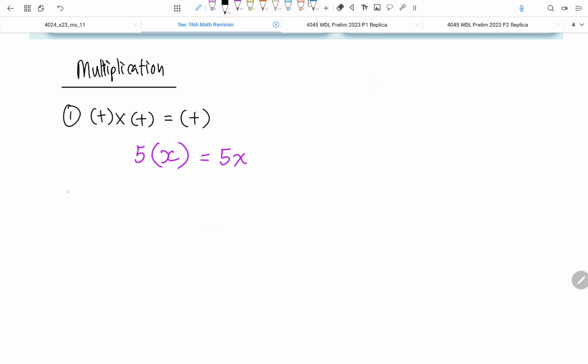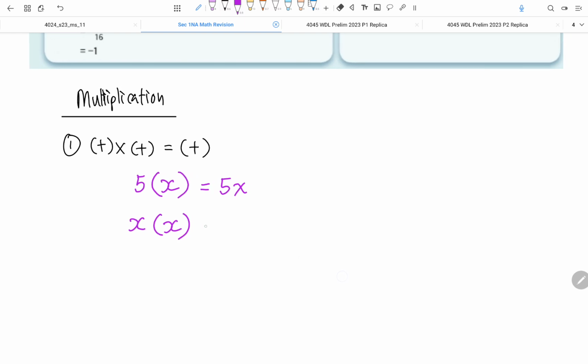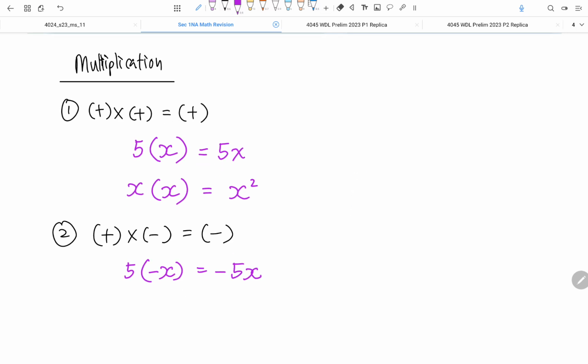Number 2. If you see x times x with no negative signs, the result is x squared without negative signs. Okay, so we consider it as there is a positive here, it's still positive. Number 2, if you see a positive times a negative, the result is negative. Example, 5 times negative x. The result is negative 5x. Next one, x times negative x is negative x squared.